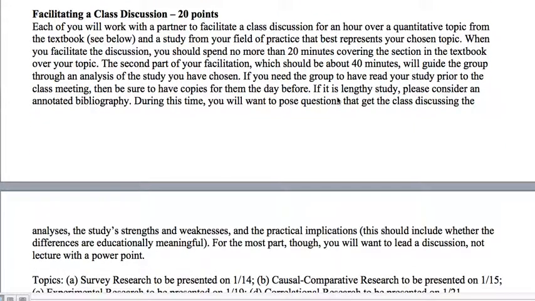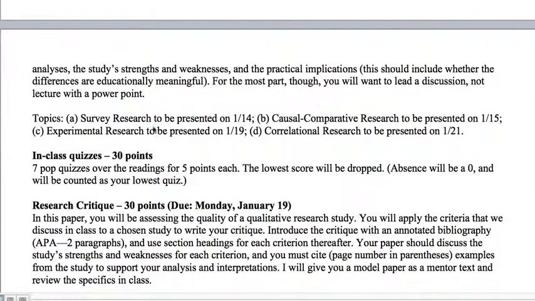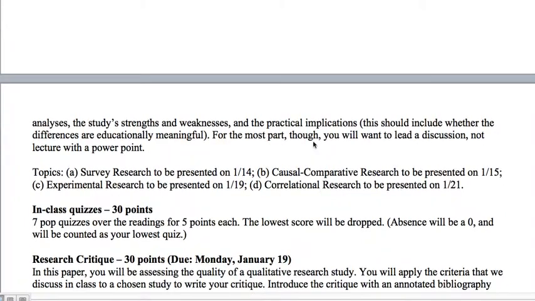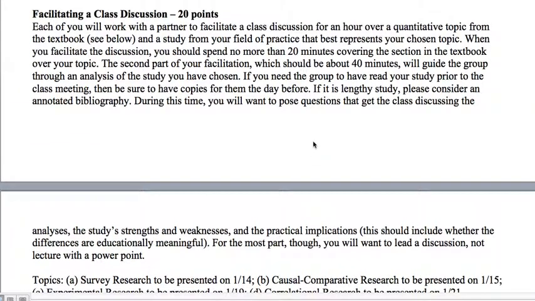The facilitating a class discussion. You're going to partner up with someone in the class. The two of you will choose a topic that is done during the quantitative part of the session. The topics are below. You and your partner can choose from survey research, causal comparative research, experimental research, or correlational research. This is a facilitation of a discussion that you and your partner are putting together. I don't want to see PowerPoints in lecture.